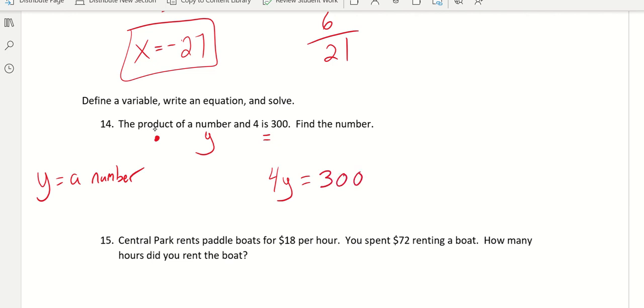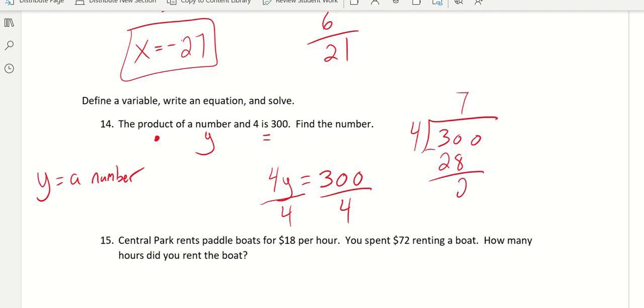What's happening between the y and the 4? Multiplication. What's the inverse of multiplication? It's division. So we divide by 4 on both sides. 4 goes outside, 300 goes underneath. 4 goes into 30 seven times. 4 times 7 is 28. We subtract. 30 minus 28 is 2. Bring down the 0. 4 goes into 20 five times. So y has to equal 75.